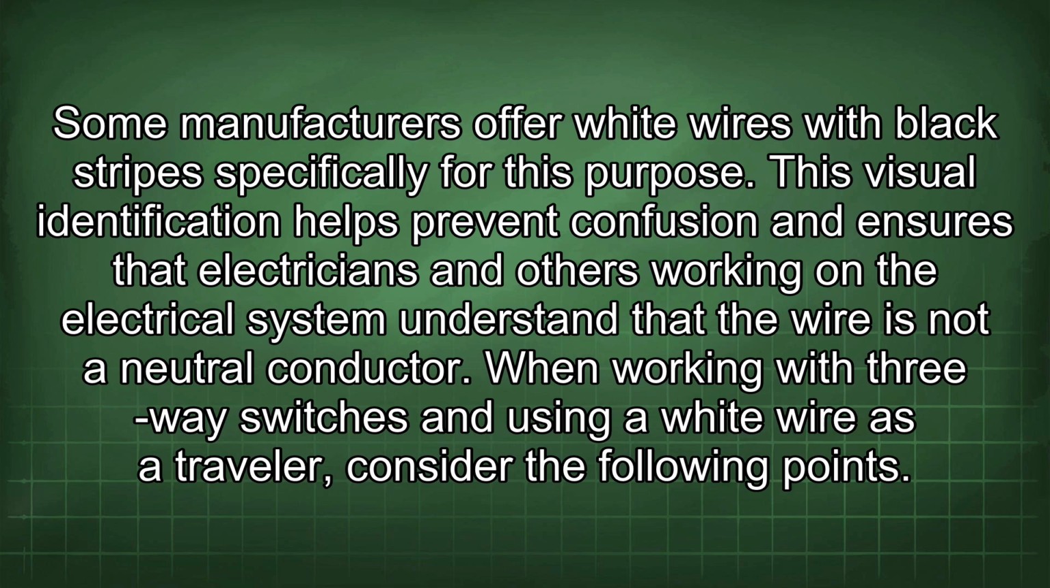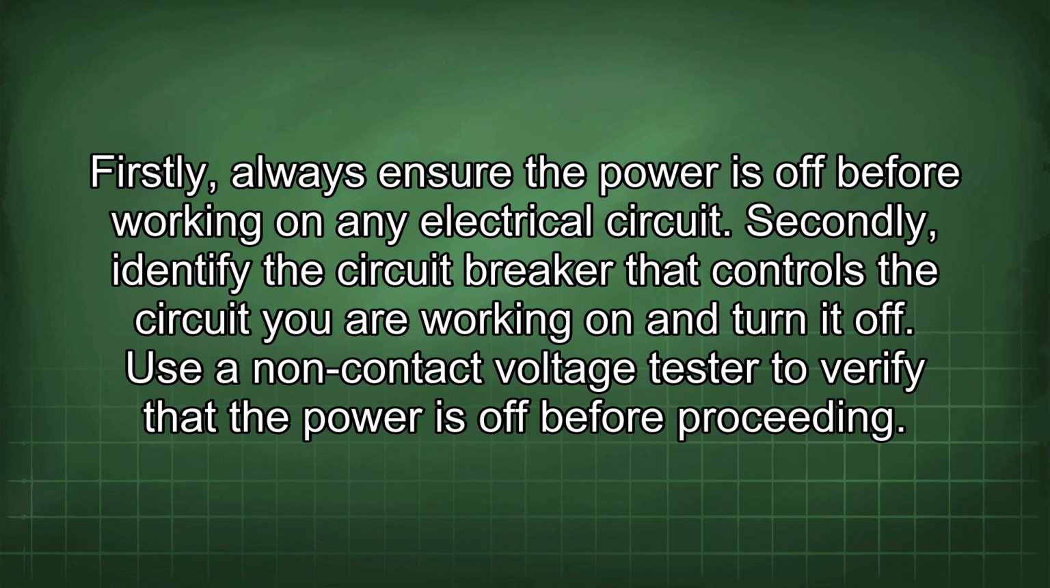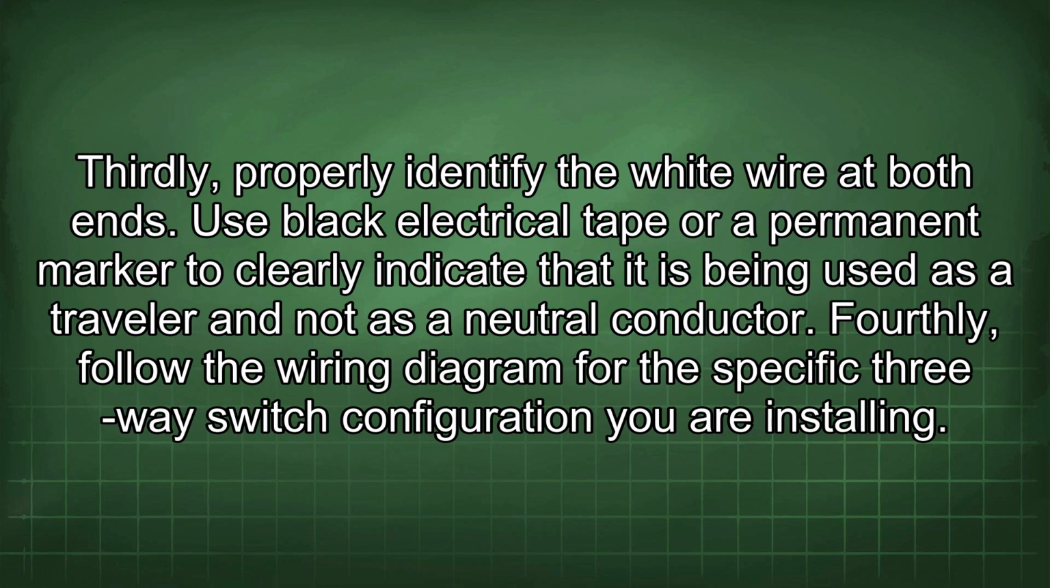When working with three-way switches and using a white wire as a traveler, consider the following points. Firstly, always ensure the power is off before working on any electrical circuit. Secondly, identify the circuit breaker that controls the circuit you are working on and turn it off. Use a non-contact voltage tester to verify that the power is off before proceeding. Thirdly, properly identify the white wire at both ends. Use black electrical tape or a permanent marker to clearly indicate that it is being used as a traveler and not as a neutral conductor.